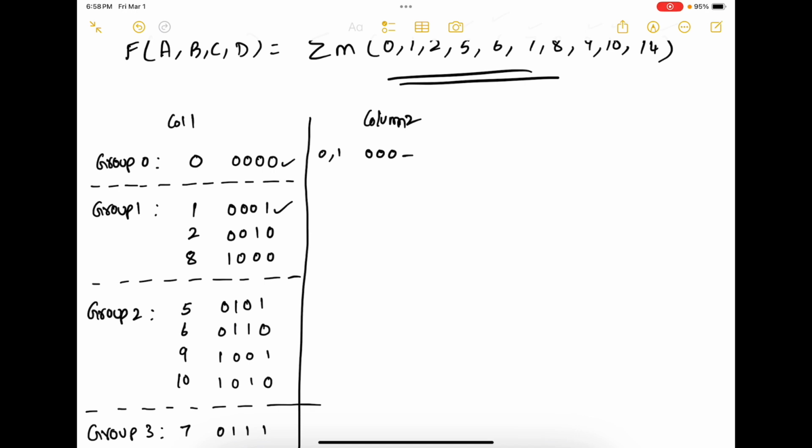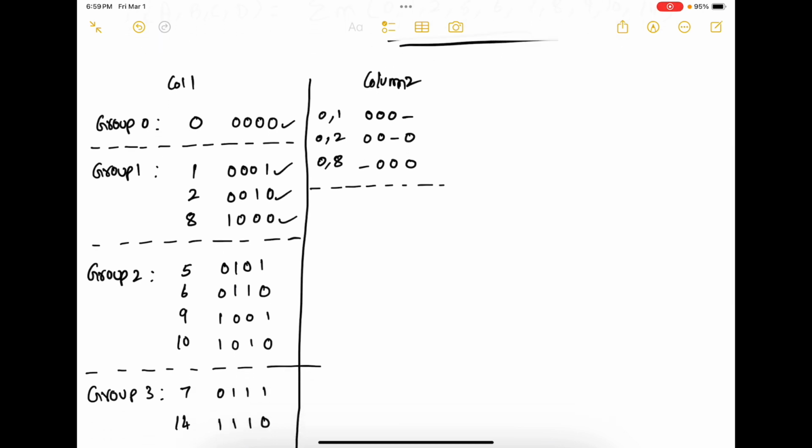Now we compare 0 with 2. Again, there is a 1-bit change, so we can combine them. 0, 0, dash, 0. Put a check. Compare 0 with 8. There is a 1-bit change in the MSB. Therefore, you have dash, 0, 0, 0. Put a check. This completes comparison between group 0 and group 1. Remember, we are going to compare adjacent groups.